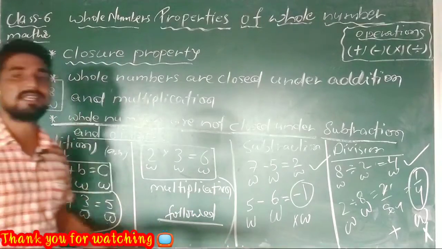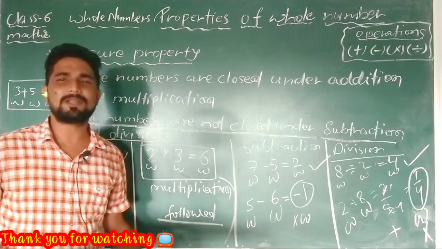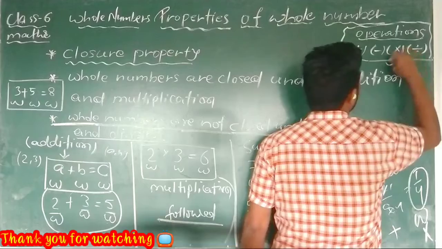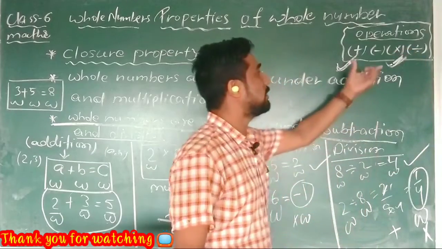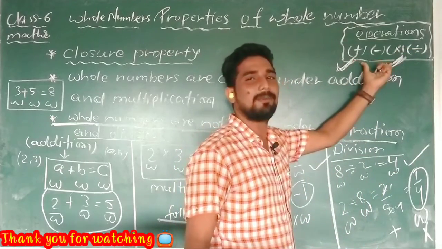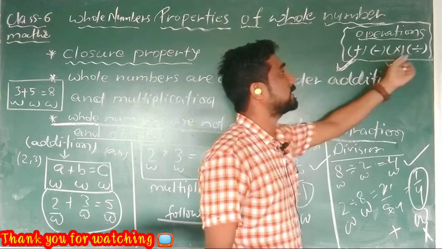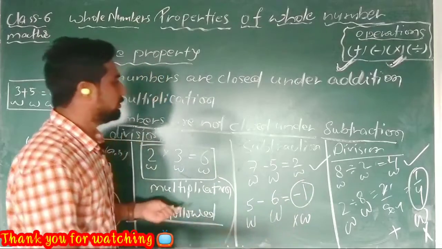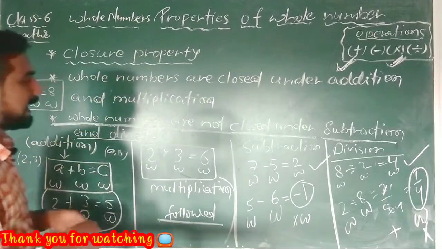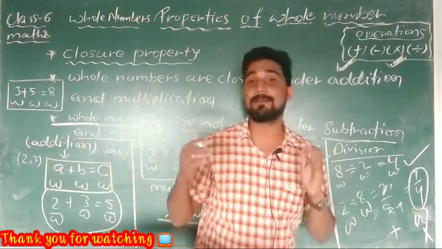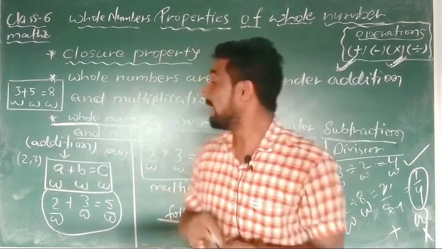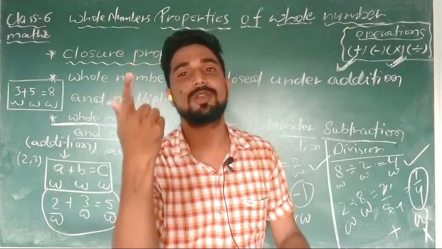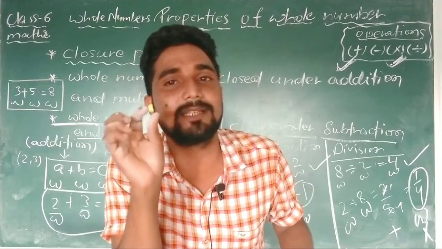Addition and multiplication are followed, and several properties will be followed for these two operations. So always keep in mind, these two are almost always followed for all properties, but subtraction and division you have to check carefully because they are not followed. So this is the closure property, and I checked it for whole numbers. Closure property says that when you add two whole numbers the answer should be a whole number. For addition, it is followed.